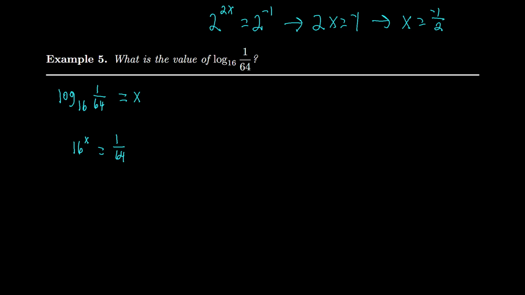I'm thinking 4 raised to some power probably is 64, or we may even be able to pull this off with 2's. 4's might be easier, 2's might be easier for you, I don't know. Let's do it with 2's. So 16 is 2 to what power? Well, let's see, it's 2, 4, 8, 16. So 2 to the 4th is 16. So instead of writing 16, I'm just going to write 2 to the 4th. I'm going to slap it in some parentheses, and it's still raised to the x.